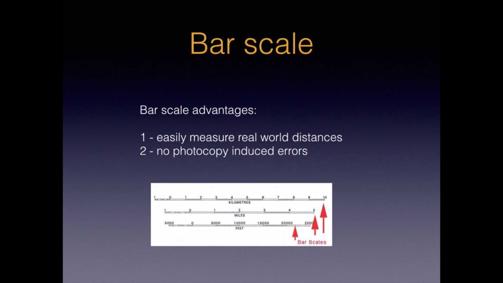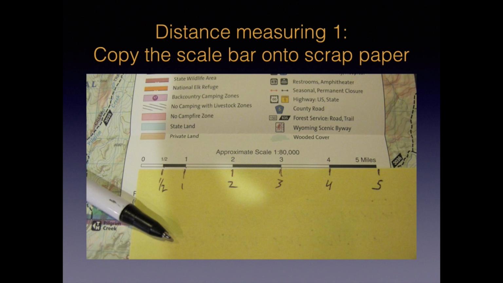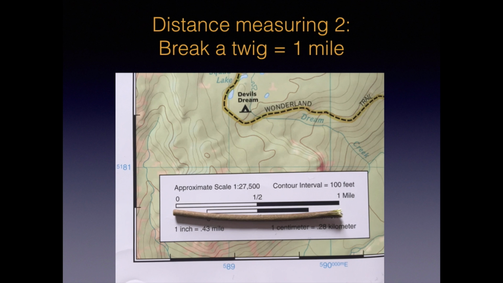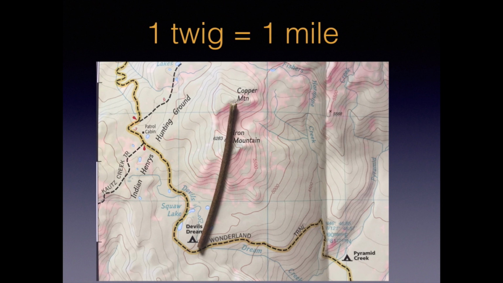Let's look at a few techniques to measure distance with the bar scale. One way is to copy the scale bar onto a piece of scrap paper. Then you can move this paper around on your map to measure straight line distances. However, you may not always have a pencil and paper with you. A technique that's more practical in the woods is to break a twig in the exact distance of a mile or kilometer on your bar scale. Then you put the twig on your map to get approximate straight line distances. Here, the twig shows us that it's 1 mile from Devil's Dream to the top of Copper Mountain.